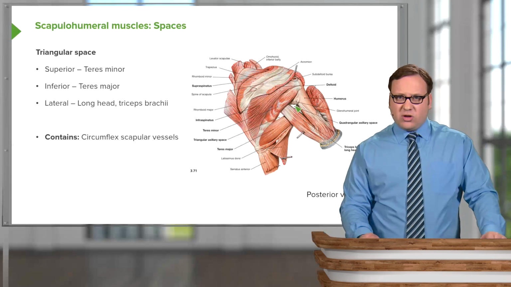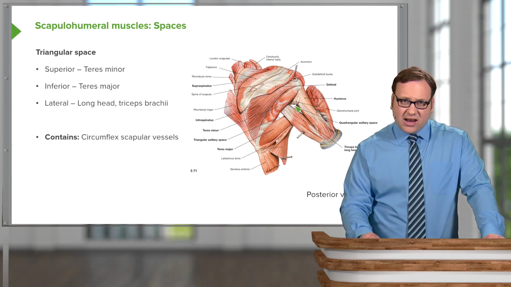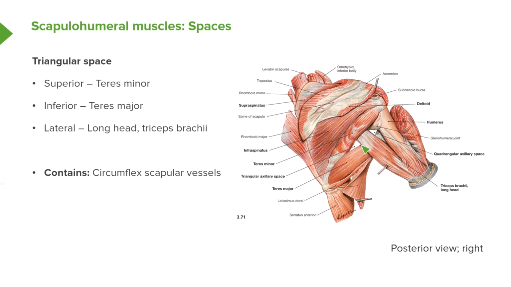But on this slide I want to talk about another space, and this space is known as the triangular space. And we can see the triangular space here. The triangular space is important as it allows the circumflex scapular vessels to pass out from the axilla and go to supply the scapular region. It has three boundaries, that's why it's called the triangular space, and those three boundaries are superiorly teres minor, inferiorly teres major, and laterally, we've now got the long head of triceps again.